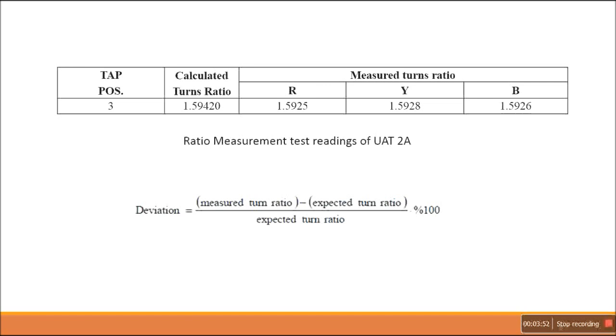The calculated turns ratio is the turns ratio that we get on the nameplate of the transformer. That is told to us by the manufacturer. The measured turns ratio is the ratio result we get by doing the test. Deviation is the measured turns ratio minus expected turns ratio divided by the expected turns ratio into 100. The kit used for getting the transformer ratio can also be used for knowing the vector group of the transformer.